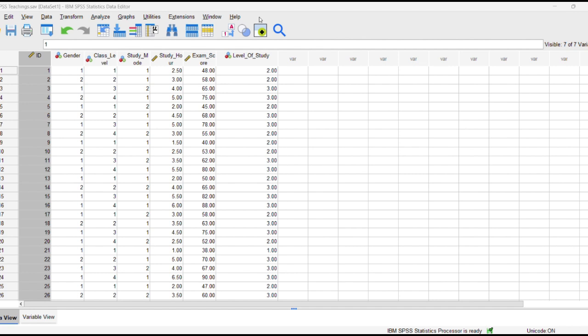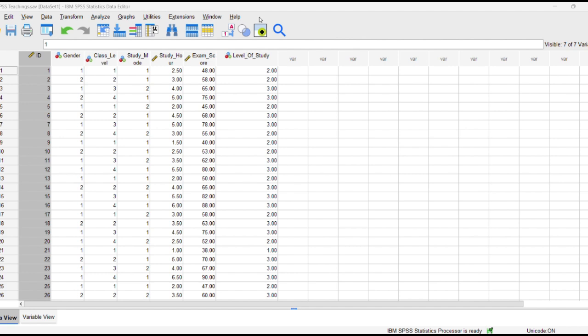For instance, in school they talk about first position, second position, third position, fourth position, that is rank. But when you talk about the student scores, like this person scored 60, another person scored 70, another person scored 80, another person scored 90, that is interval. So when the variables are measured in interval, you can make use of Pearson correlation.